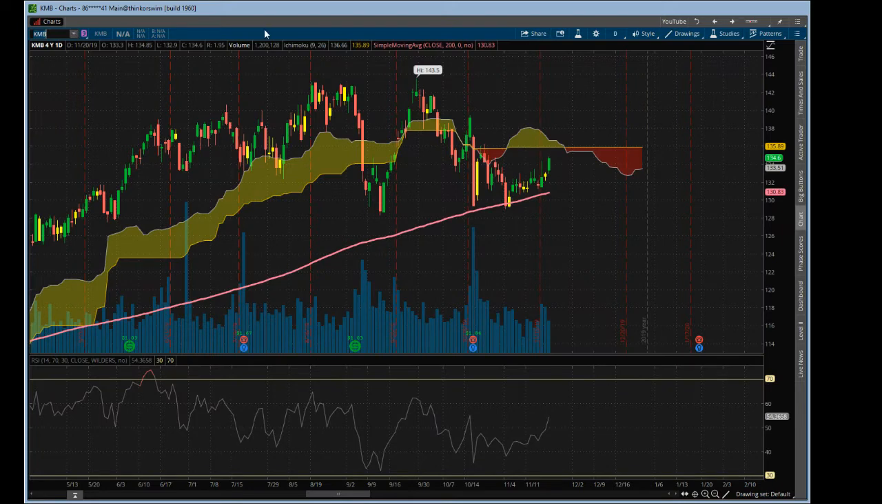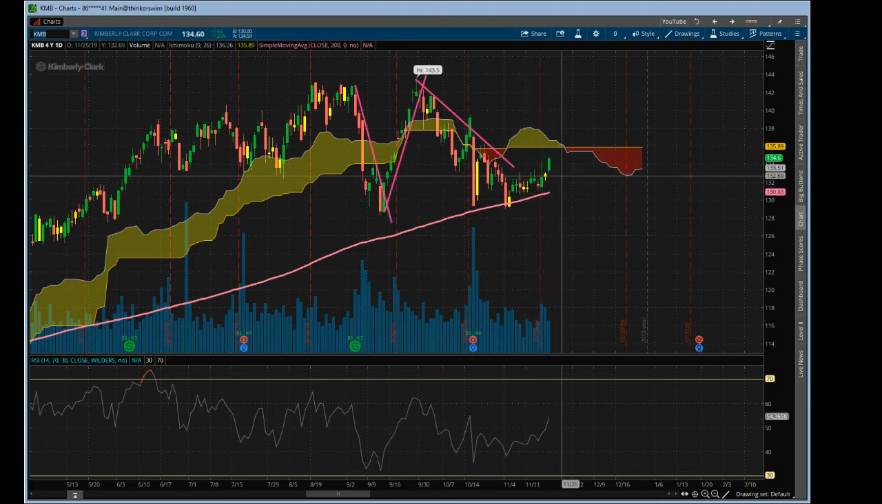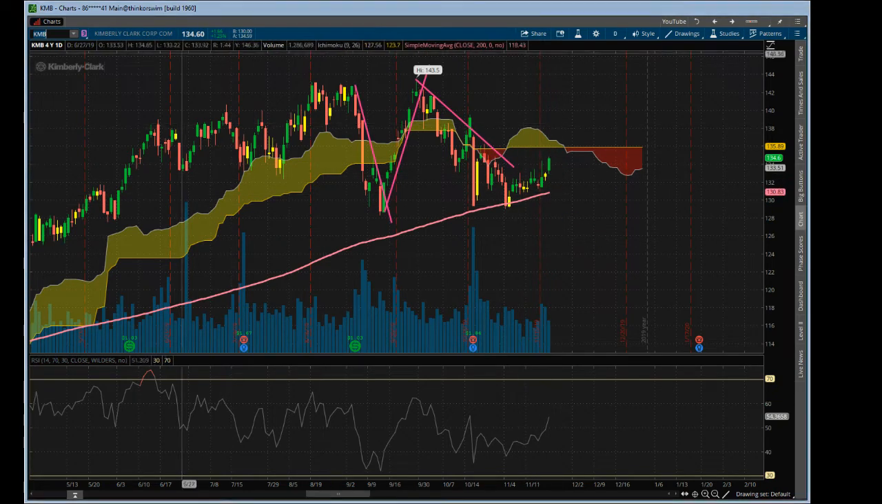Pretty bullish there. I like this close over Monday's high. Not quite increasing volume, but still pretty bullish here off of the 200-day moving average. CMG.